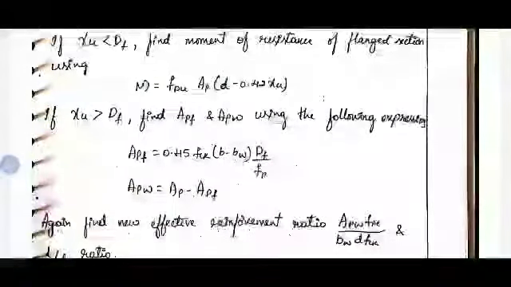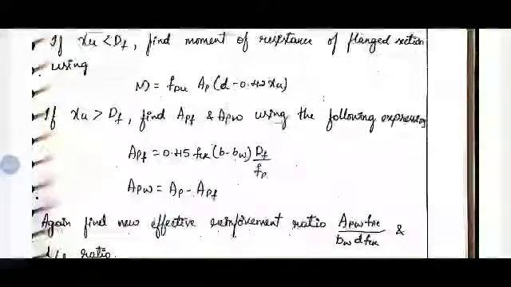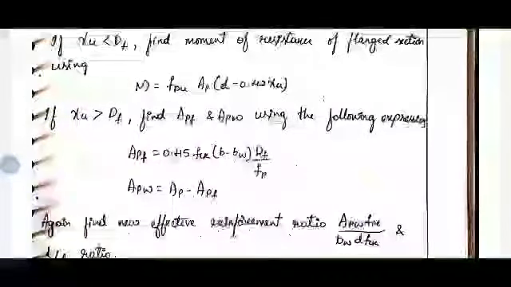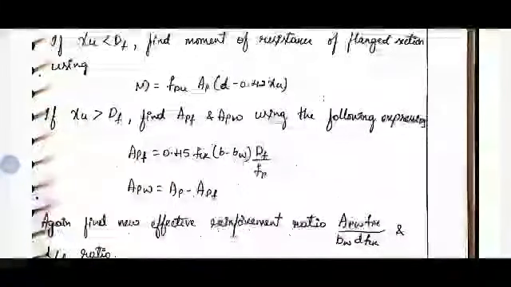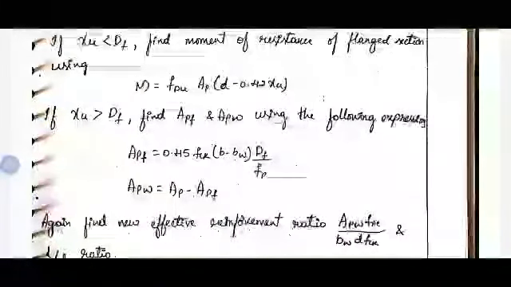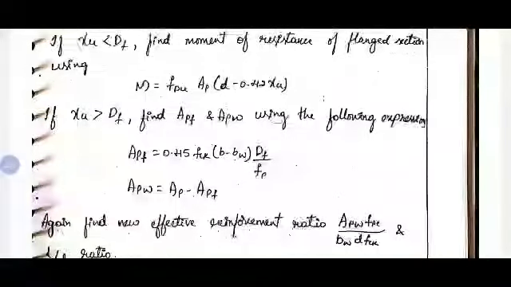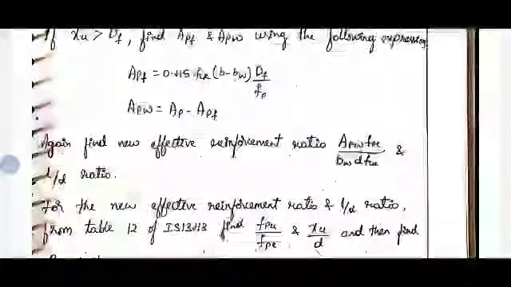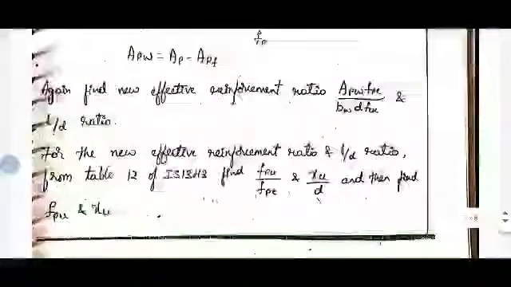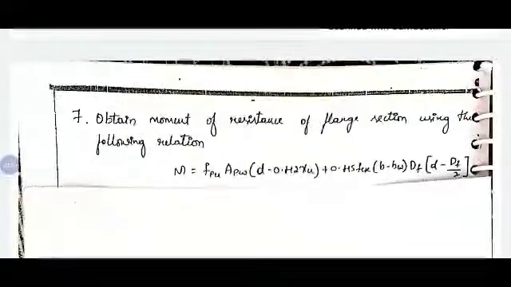then first we need to find out the area of steel in flange. Then we need to find out the area of steel in web, APF and APW. Then the new effective reinforcement ratio with respect to web reinforcement and L by D ratio. Again we need to find out the new FPU and XU value. Then at last we need to find out moment of resistance by using the formula.